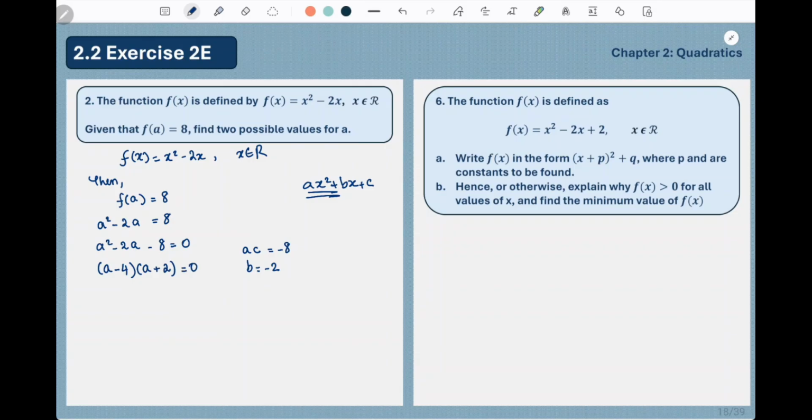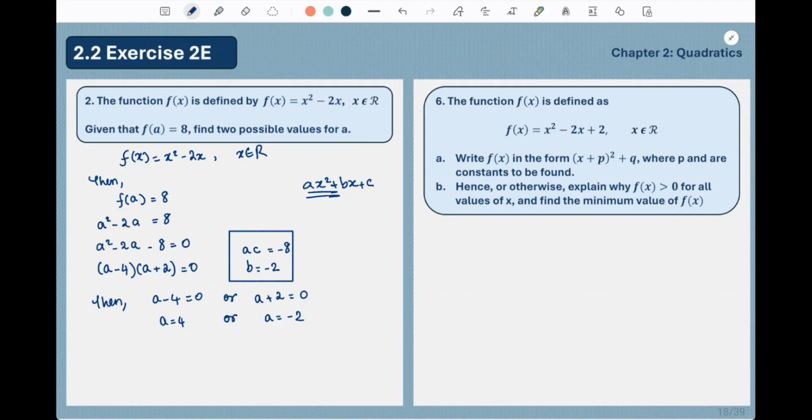So find the two possible values of a. So basically we're going to solve for this. Then either a minus 4 is equal to 0, or a plus 2 is equal to 0. Then we solve for a, and it gives you a equal 4 or a equal minus 2. So these two values are the possible values for a.